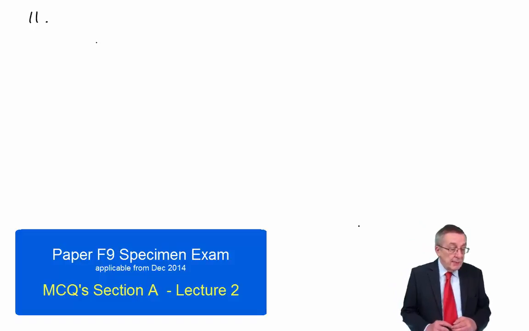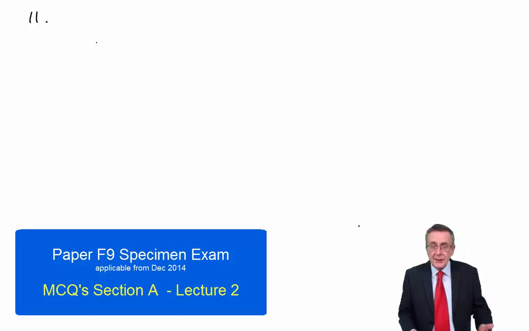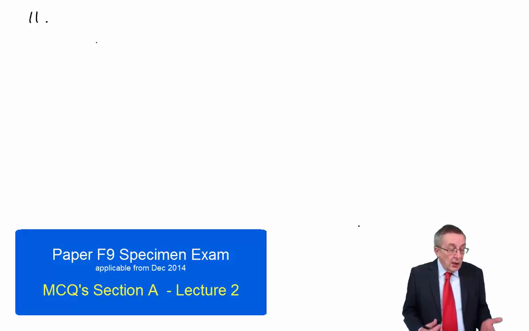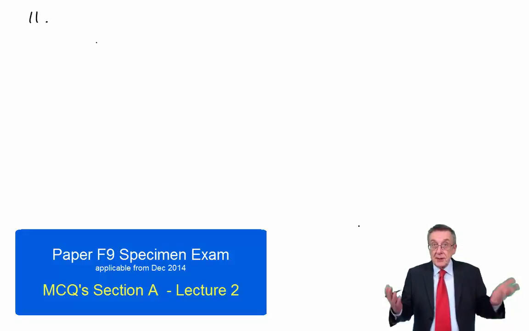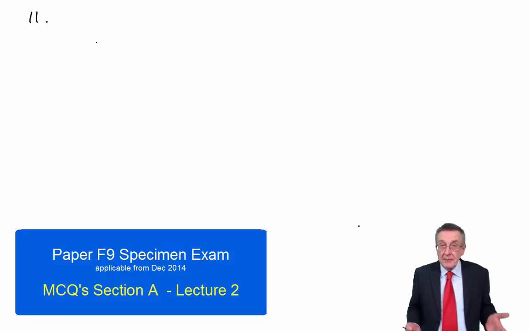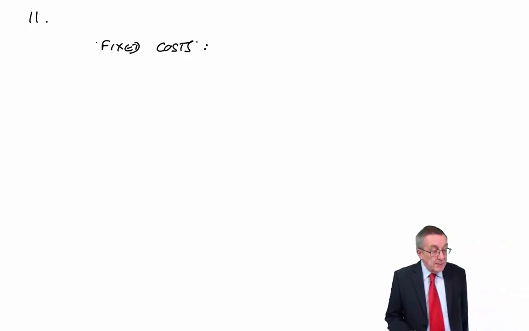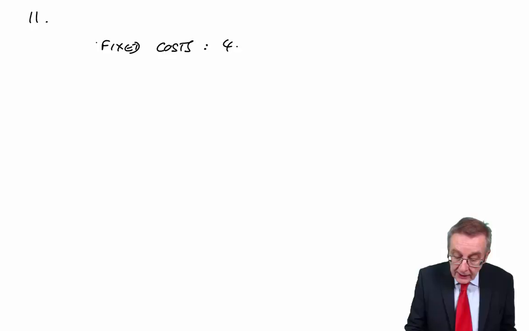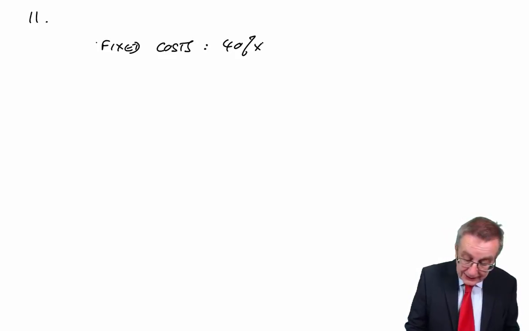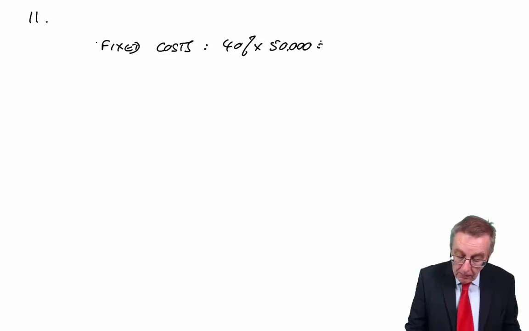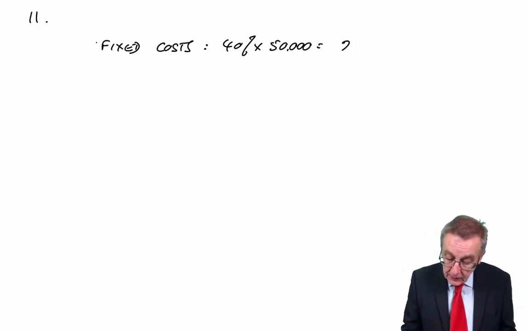Now, two things here. First of all, remember, operational gearing is concerned with the level of fixed costs in a business, because as the volume of sales goes up and down, the contribution, the profit before fixed costs, will go up and down, but the fixed costs will stay constant. So what are the fixed costs here? 60% of cost of sales are variable, so the fixed costs are the other 40%, which is 20,000.